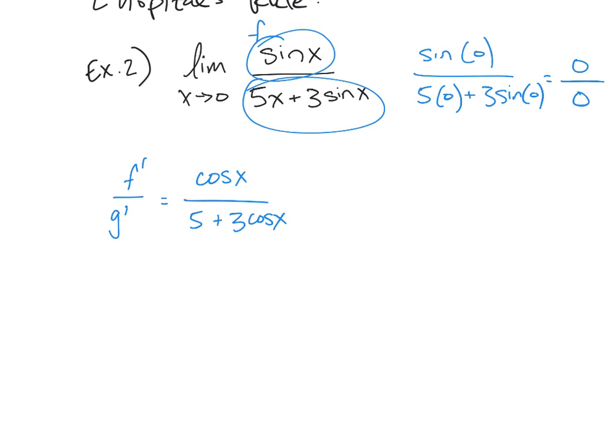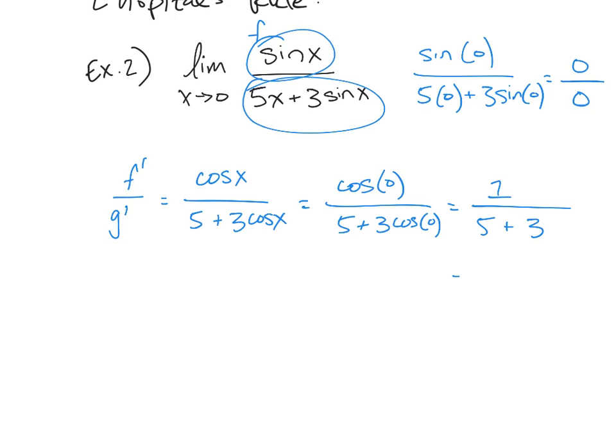So there we go. And now we can try plugging the 0 in again. When I plug in the 0, I get cosine of 0 over 5 plus 3 cosine of 0. And cosine of 0 is 1. And 5 is 5. And 3 cosine of 0 is 3 times 1, which is 3. So my answer is 1 over 8. And I am done. That's all you got to do.